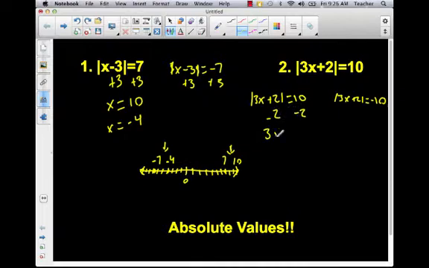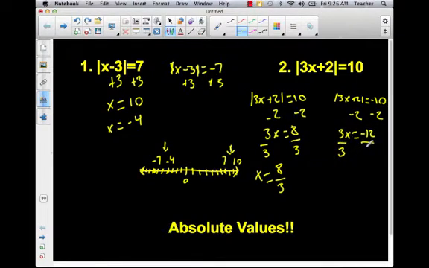That'll be 3x is equal to 8. Divide by 3. And we can leave it as 8 over 3, because there is no way that's going to divide out evenly. And then we'll come over here and do the exact same thing. So we'll subtract 2, which is adding 2. So 3x is equal to negative 12. We divide by 3, which is negative 4. So x is equal to negative 4.